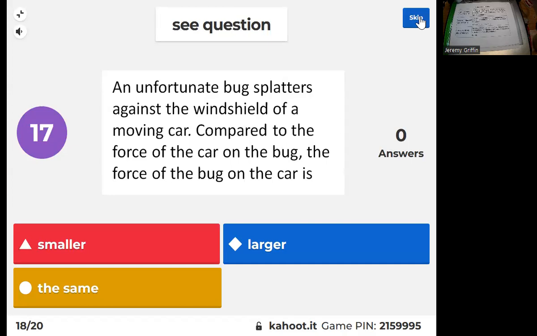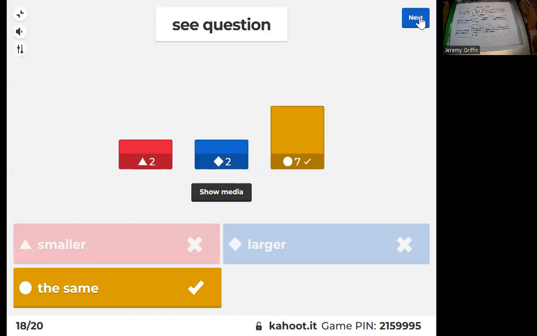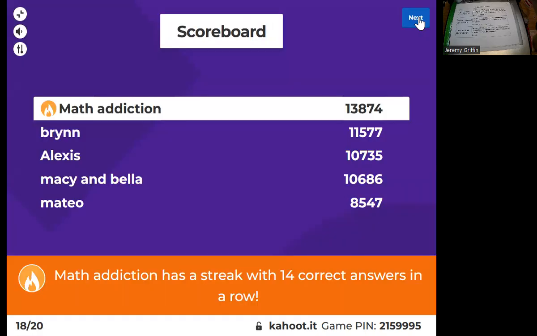Unfortunate bug splatters against the windshield of a moving car. Compared to the force of the car on the bug, the force of the bug on the car, which force is bigger? Same force. That's straight up Newton's third law of motion, right? We've got 2 different objects, the car and the bug. There's a force interaction between them. It's the same force. Opposite directions, but same force.